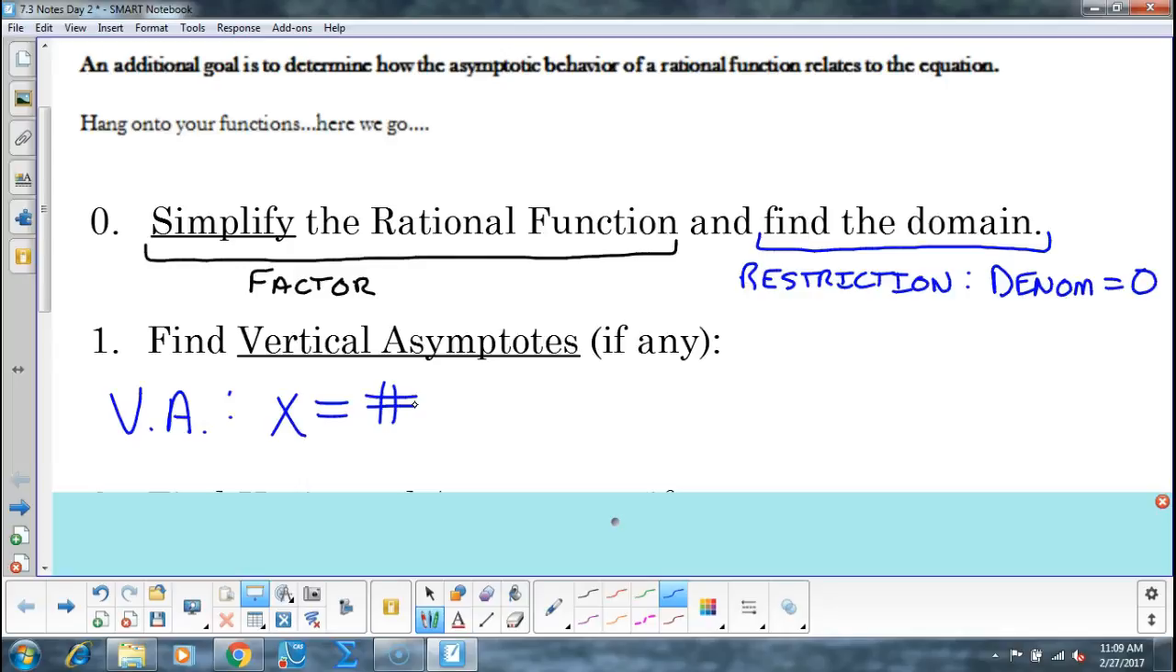And where do we find them from? What about the domain? They're the restrictions, yep. They're the restrictions from our domain. So we just take off the not equal to. In the domain, it's x cannot equal. We take off that not equal to. That's our vertical asymptotes.